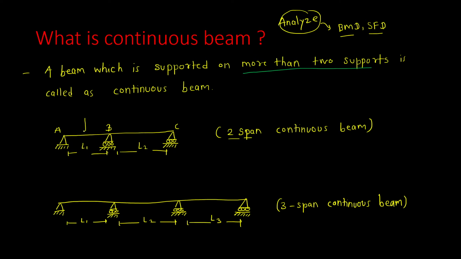So there is some loading present on the beam. Due to this loading, what will happen? The beam will undergo some deflection. The deflected shape I am drawing with dotted lines. So this is the deflected shape of the beam. Similarly, this span will also undergo deflection.